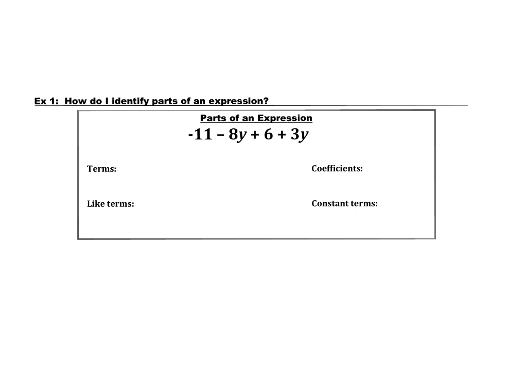So first of all, when we have an expression, all of these numbers and variables all put together are our terms. And you have to remember that this is a negative 11 and that this is a negative 8y. And if we have a positive or a plus, you don't have to write those in there. We're not writing in the operations, we're just writing in the numbers and the variables. So I have a 6, and then I have a 3y.